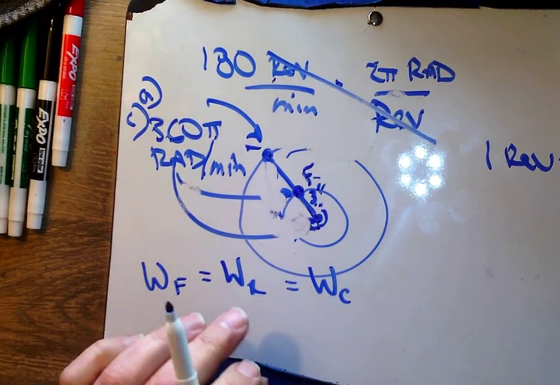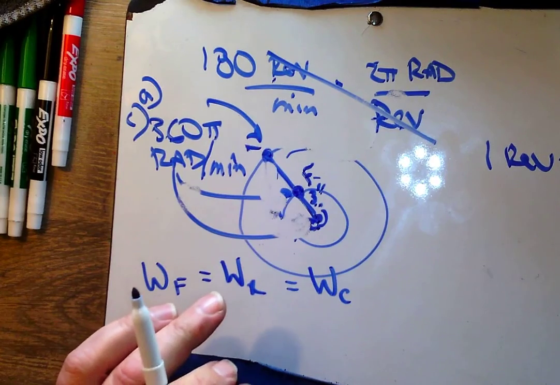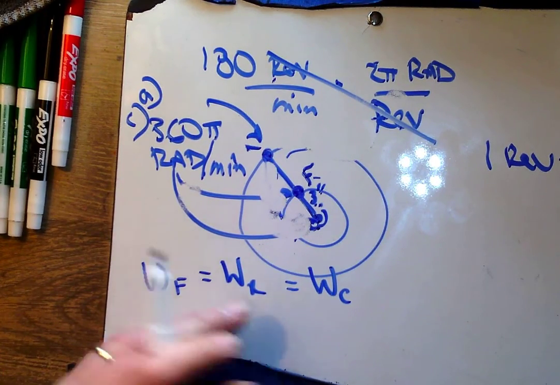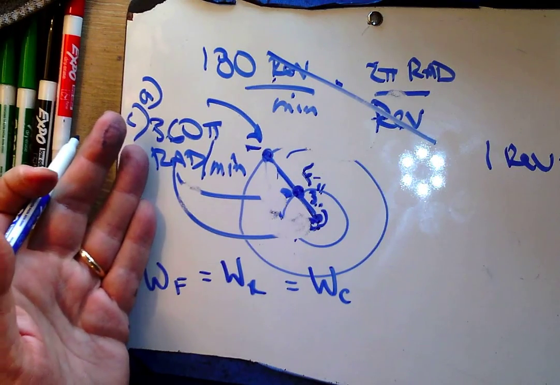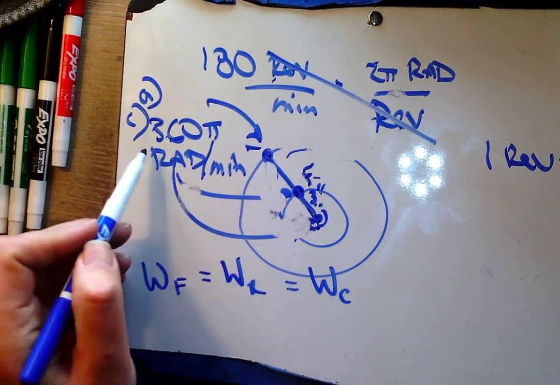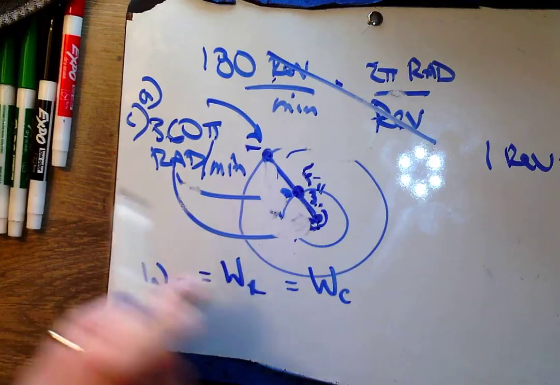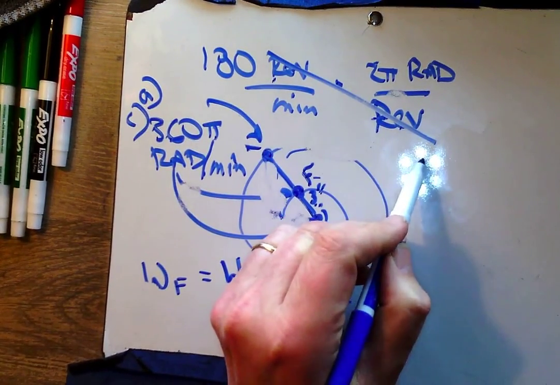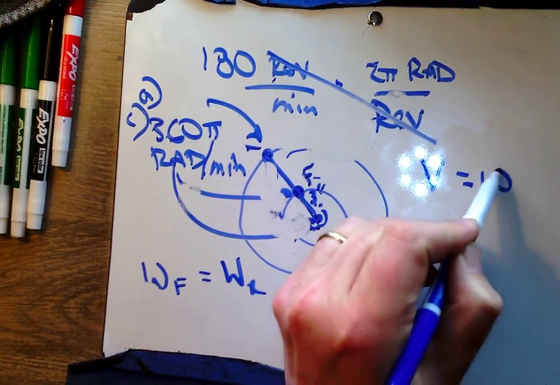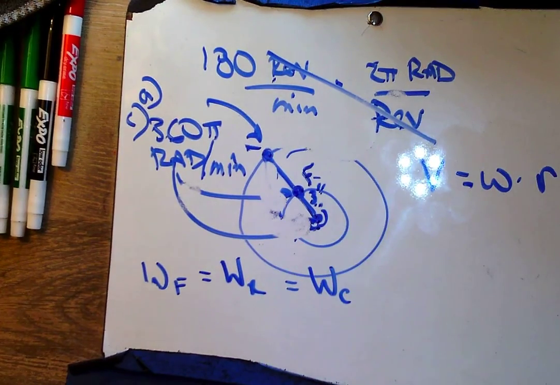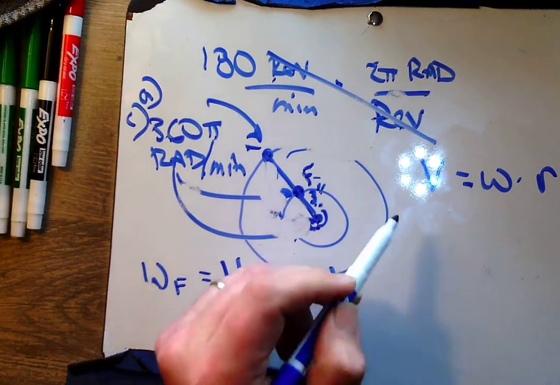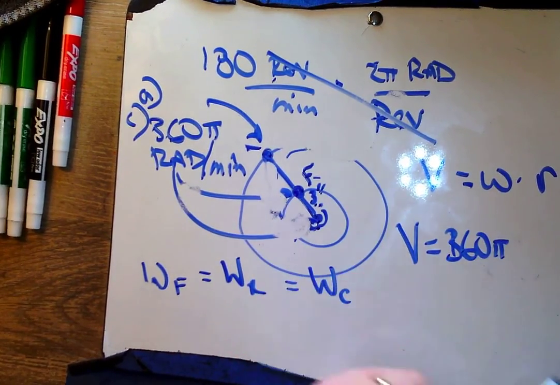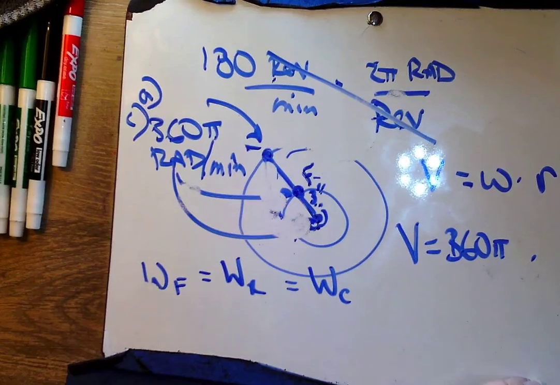But now let's look at parts B and D. They say, what's the linear velocity of the rock? And I say, well, I don't know. I know the angular velocity. My angular velocity is 360 pi. And this is where we need that bridge formula. Linear velocity is angular velocity times radius. Okay, great. Linear velocity equals 360 pi. But what about the radius?